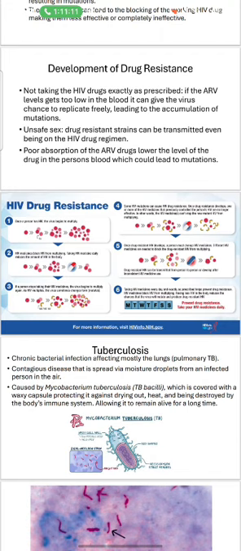So, development of drug resistance. Not taking the HIV drugs exactly as prescribed. If the ARV levels get too low in the blood, it can give the virus a chance to replicate freely, leading to the accumulation of mutations. Unsafe sex: drug-resistant strains can be transmitted even while on the HIV drug regimen. Poor absorption of the ARV drugs lowers the level of the drugs in the person's blood, which could lead to mutations.